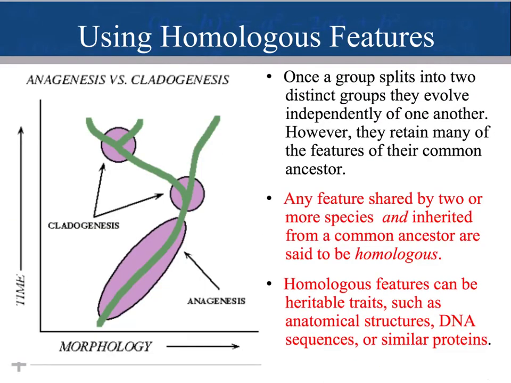So, we're going to start using some terms that you should be familiar with. Once we have our fossils, and we can compare our fossils to our descendant species, we start comparing features. So we're going to look at features that the descendant species has and the common ancestor has. And those species are going to be homologous. Homologous features again can be heritable traits. So it might be anatomical structure of some sort. It could be DNA sequences or protein sequences or something along those lines.